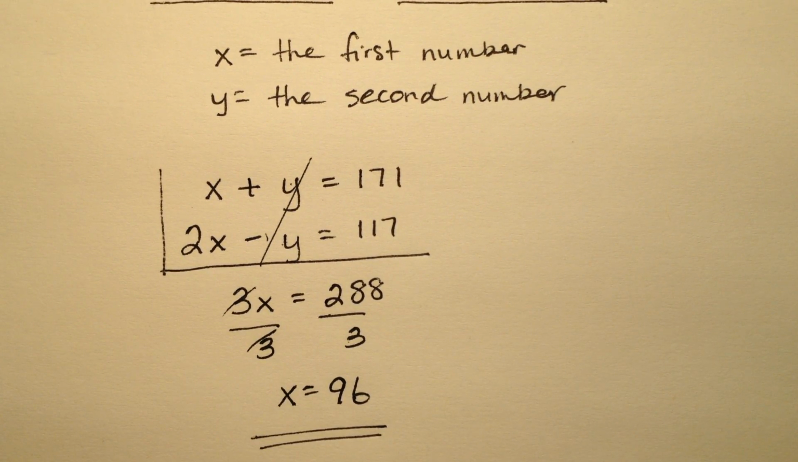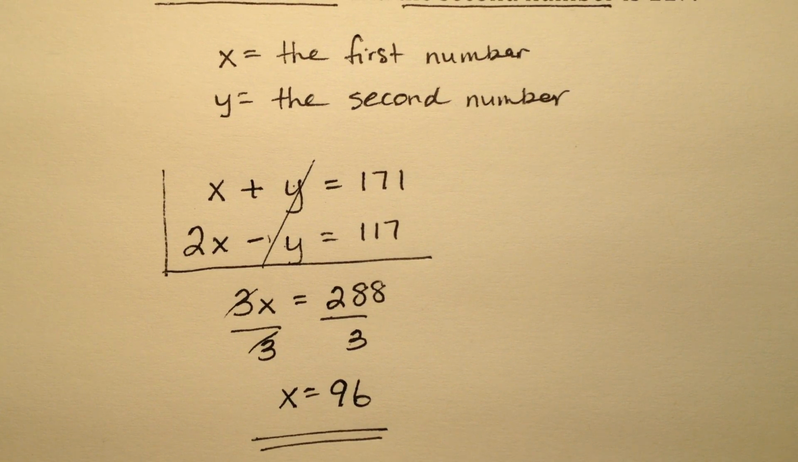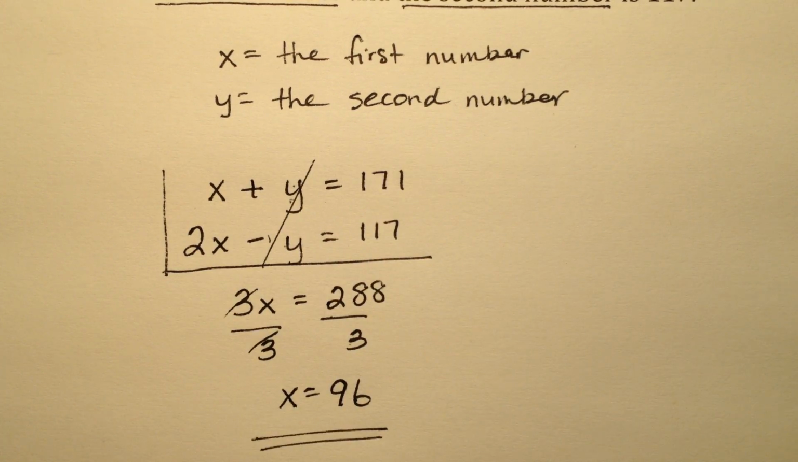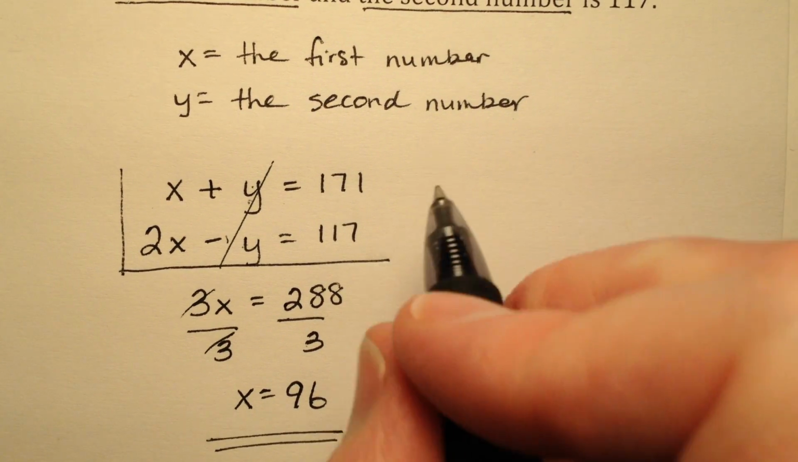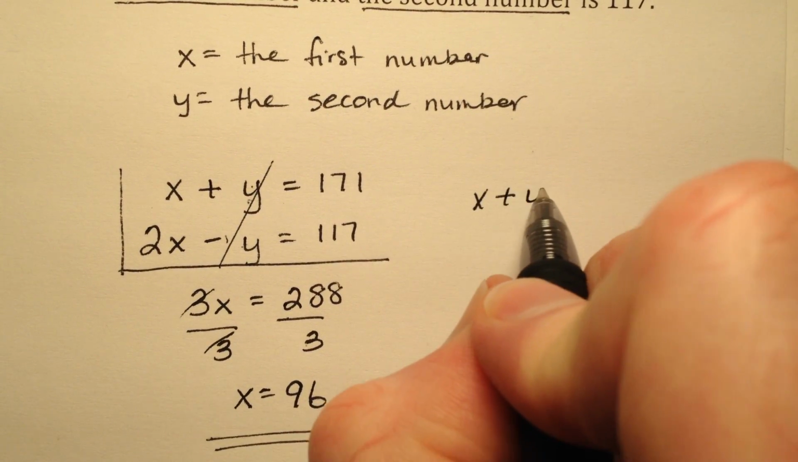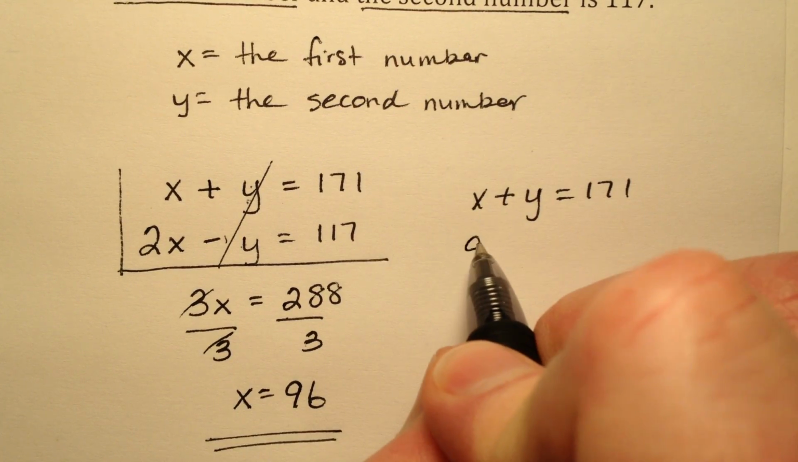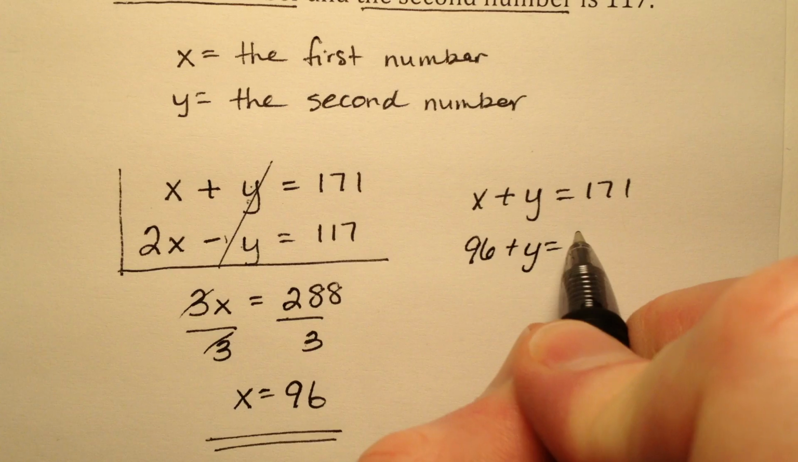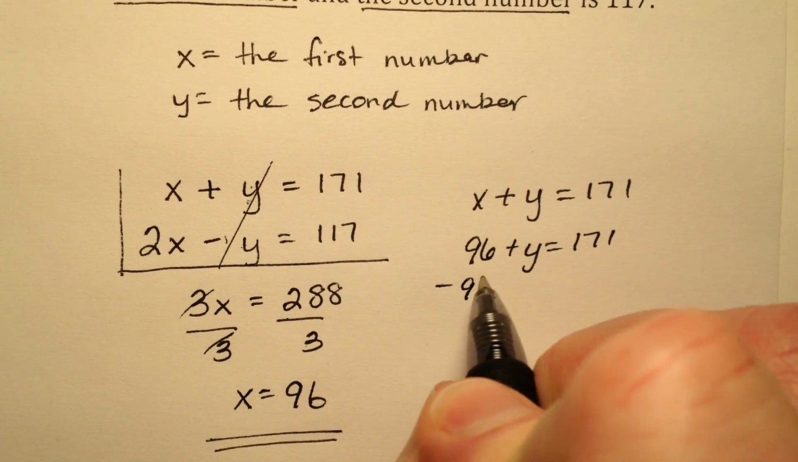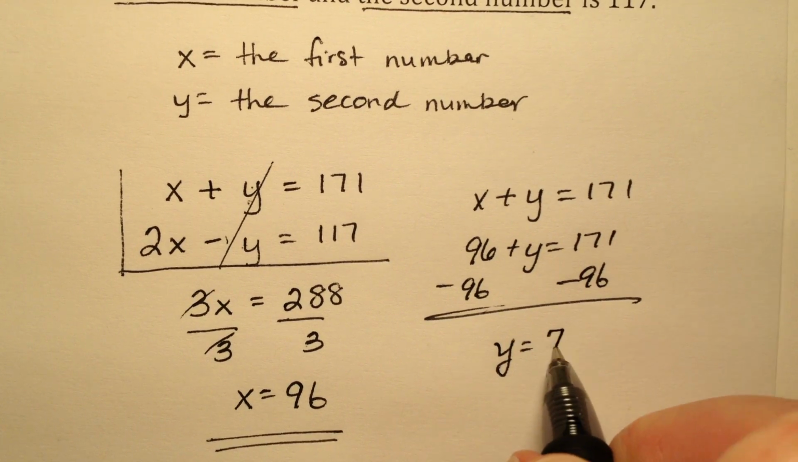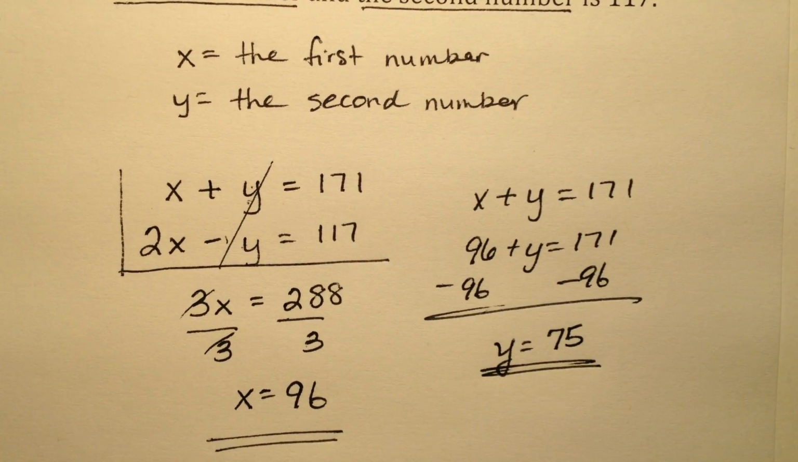Okay, well now that I know the value of the first number, so x is the first number, I can go ahead and plug it back into one of these equations and find the value of y, which is our second number. So let's go ahead and say x plus y equals 171. So I'm going to plug 96 in for my x, and then if I subtract 96 from both sides, I'll see that y is going to be 75.